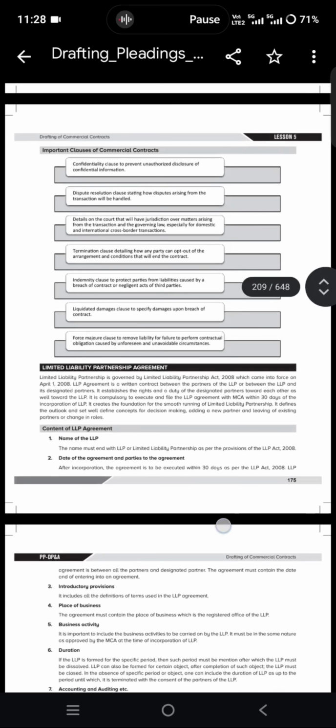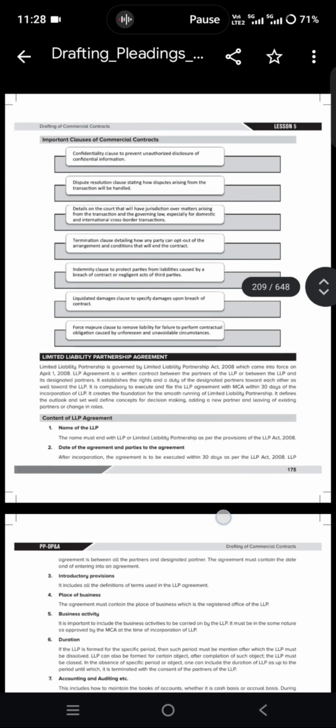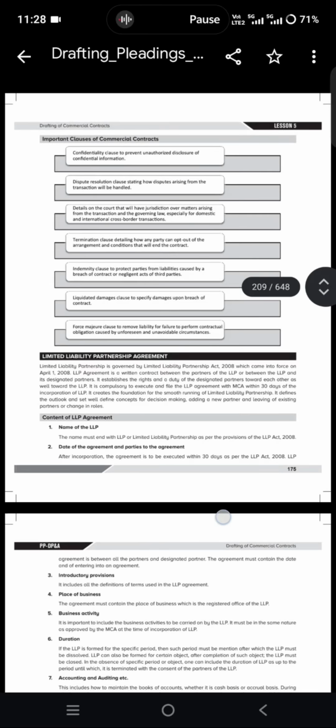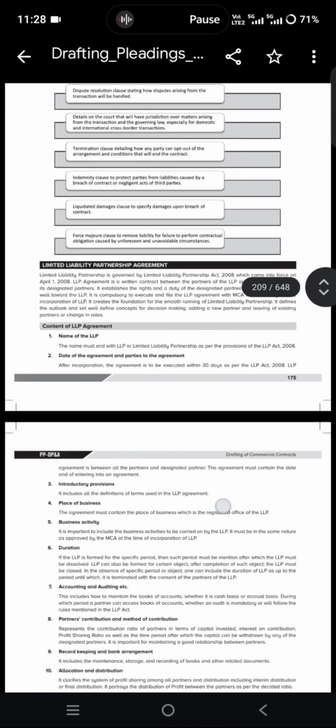Details on the court that will have the jurisdiction over the matters arising from the transaction, and governing law, especially for domestic and international cross-border transactions. If it is a cross-border transaction, which jurisdiction do we have to go to to solve the said problem? So first confidentiality, next dispute, and details of the jurisdiction. If any dispute arises, which jurisdiction.